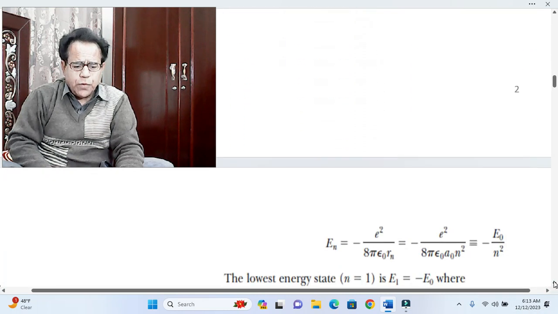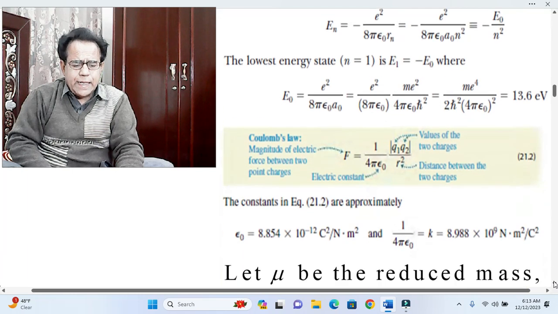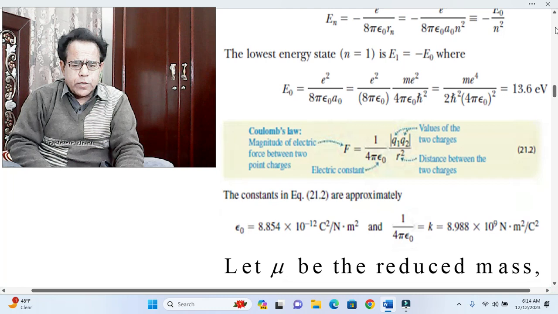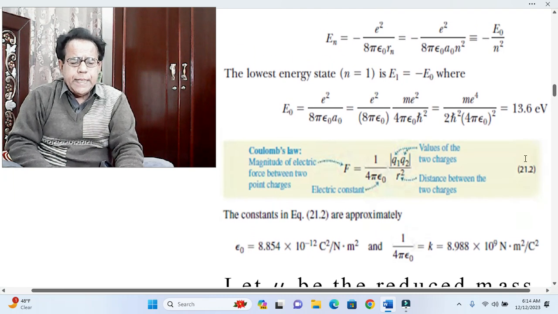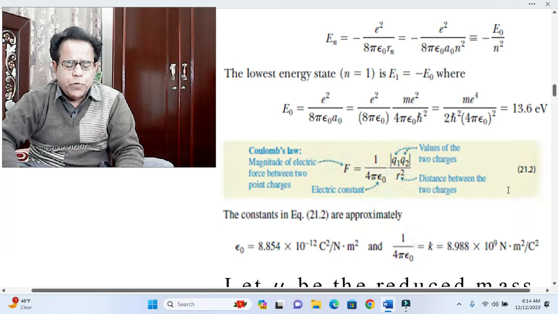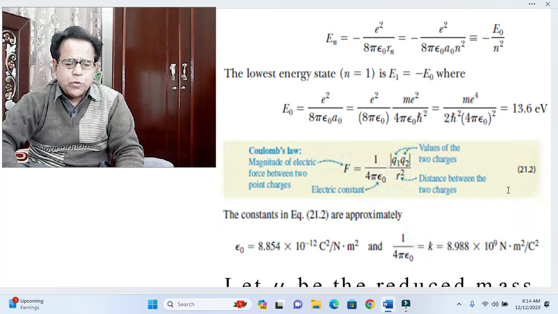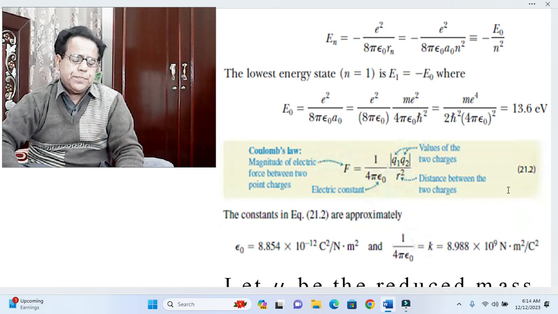Now we move forward. There are yet two more snapshots. Next snapshot is E_n equal to minus e squared over 8 pi epsilon naught r_n. This alternatively becomes equal to minus e squared over 8 pi epsilon naught a naught n squared. This is defined as or equivalent to minus E naught over n squared.